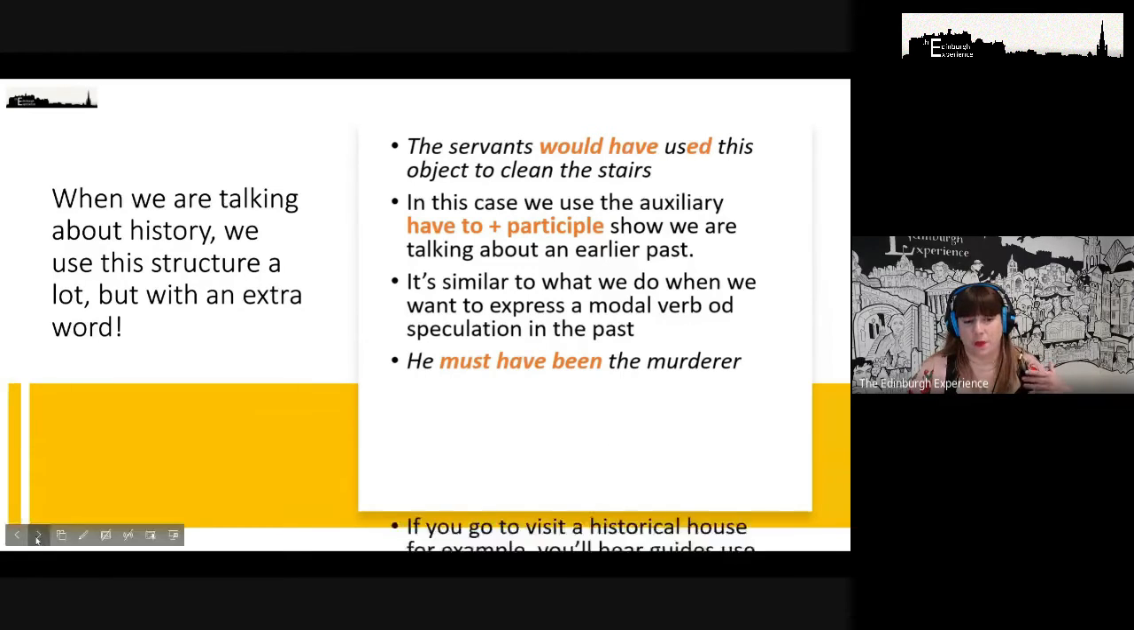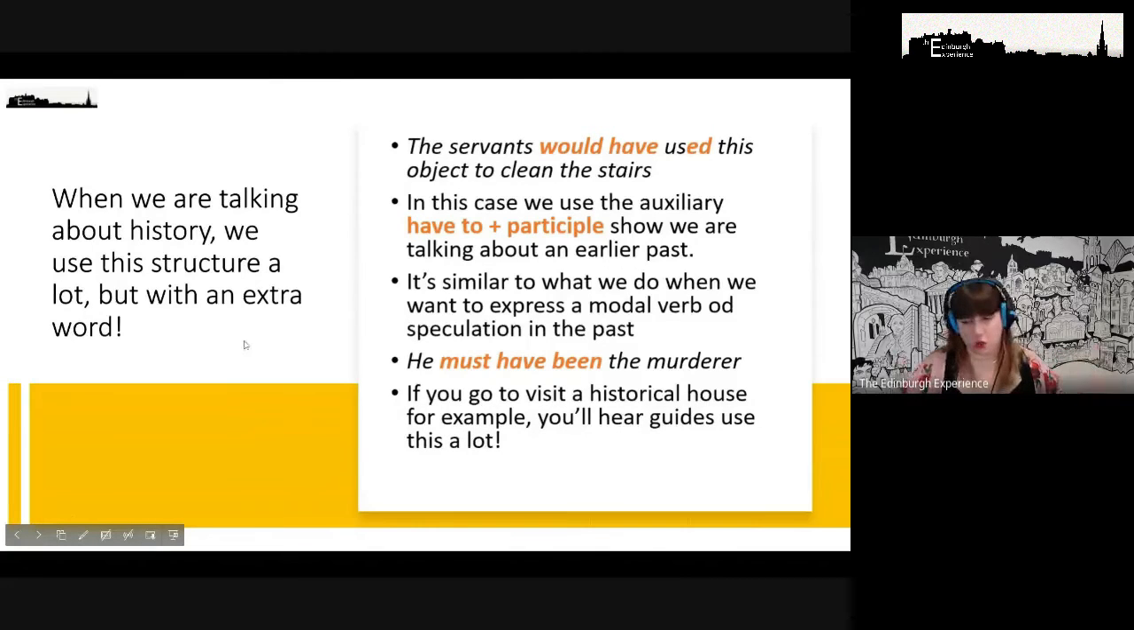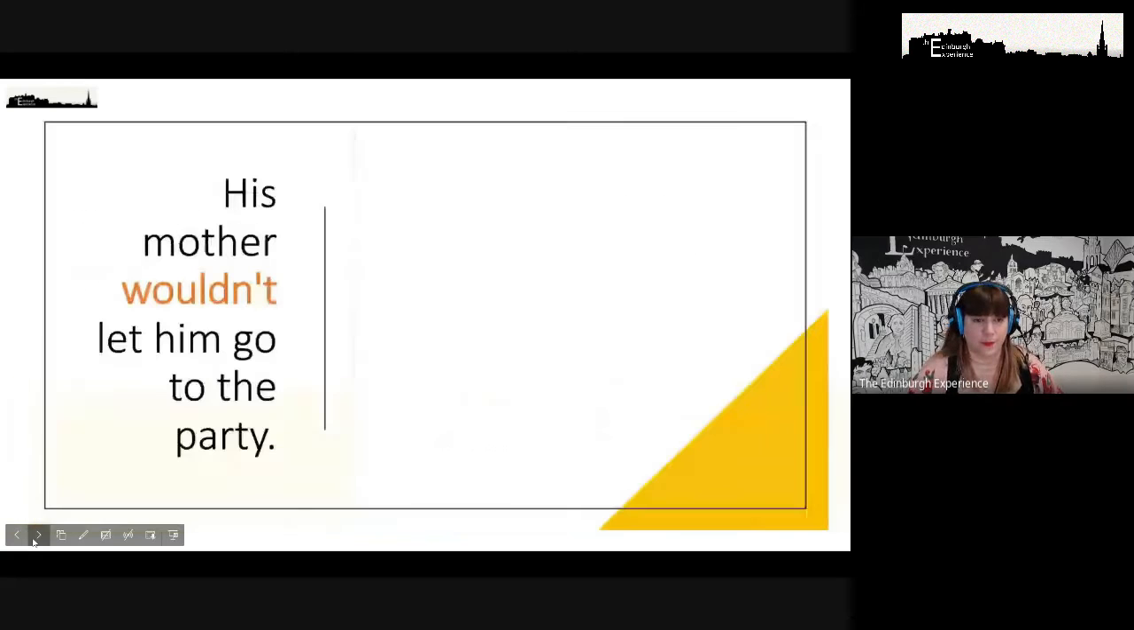And if you go, for example, to a historical house for a tour, that's a great example of where you'd hear this language. Normally in the summer, now starting the summer, we'd be welcoming lots of international students onto our cultural courses, and we'd be taking them to the Georgian House, which is one of our favorite places to visit. And that's a great place because you hear the guides using that structure all of the time, yeah? So this is a great example of where you would hear that.